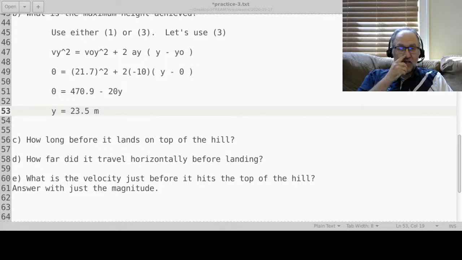All right, so how long before it lands on the top of the hill? Now, you got to watch these questions, okay? Parts A and B went together. You didn't have to rethink the whole problem for part B. Part A and B were both about maximum height. So the final position was maximum height, but you got to watch it because I said how long before it lands on the top of the hill, and as soon as you say top of the hill, your final position is changed, and so you have to rethink the numbers.